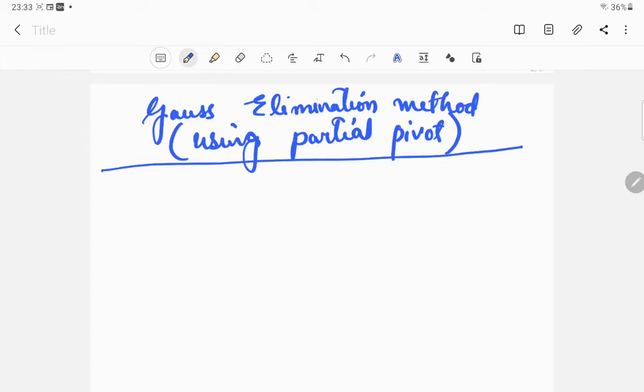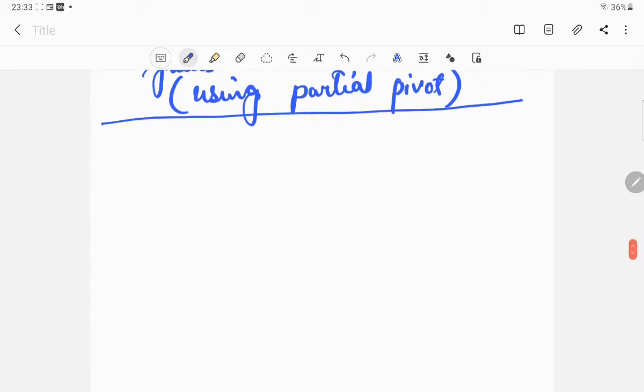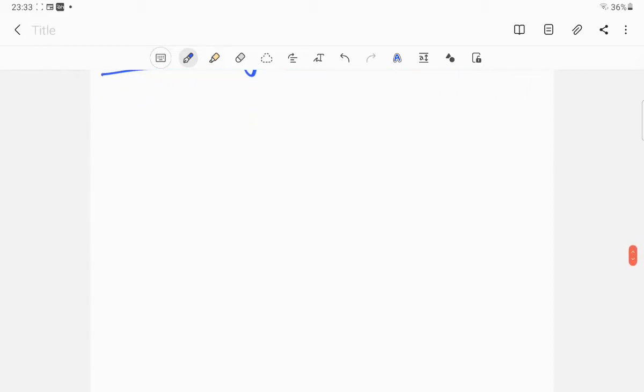But yes, written theory is very much important. It may be required in exams, so it is better to keep the theory ready also. But here we are doing some practice, going to solve some practical problems. So there is a question where you are asked to solve the system of equations.